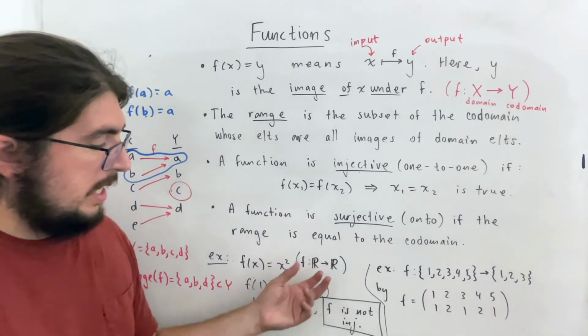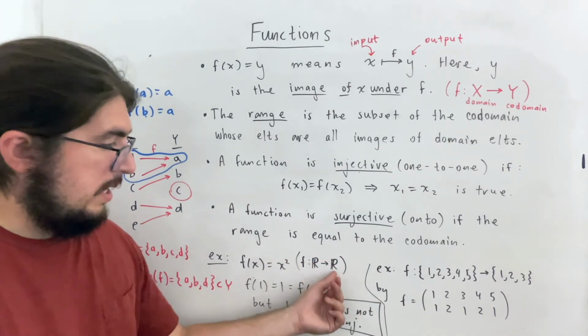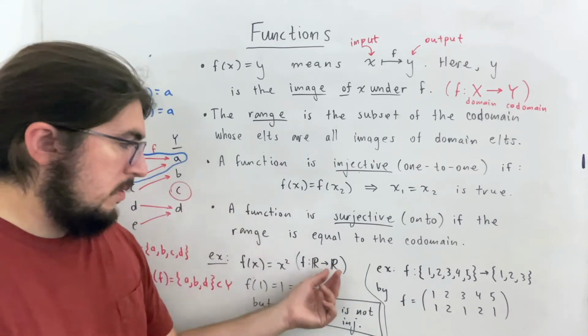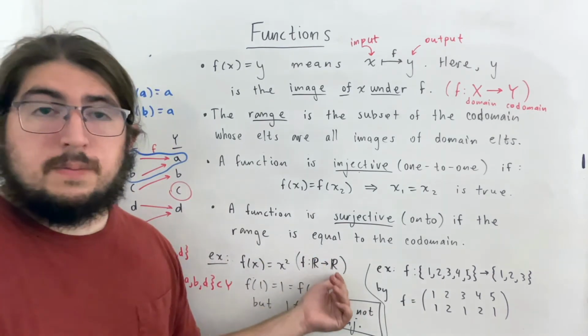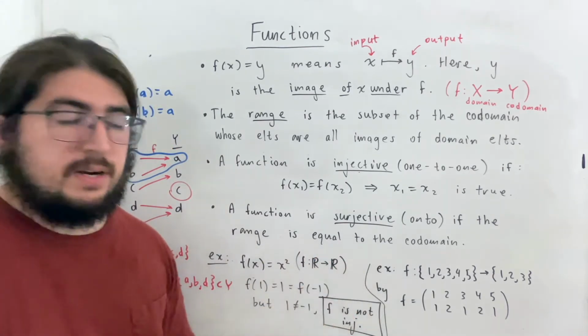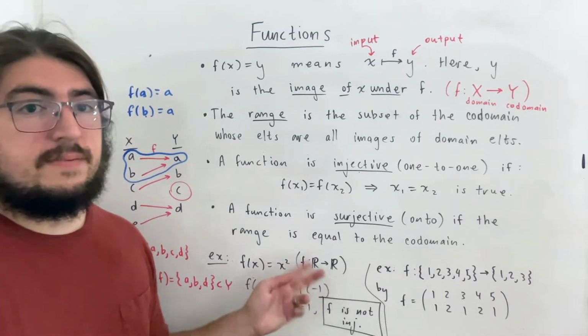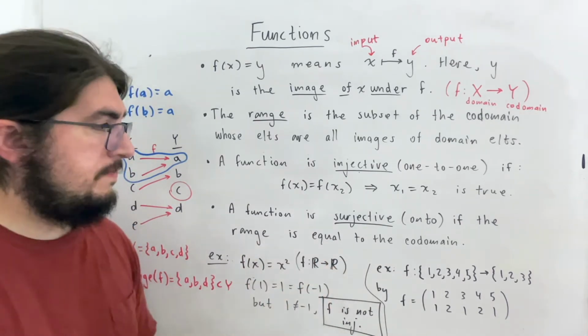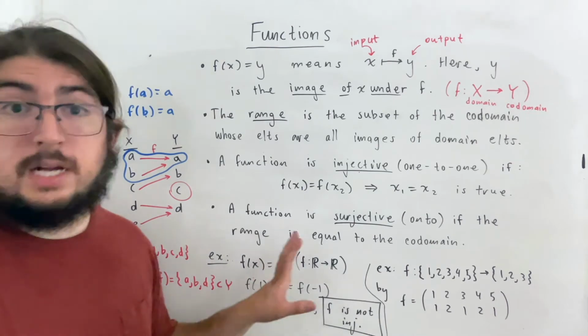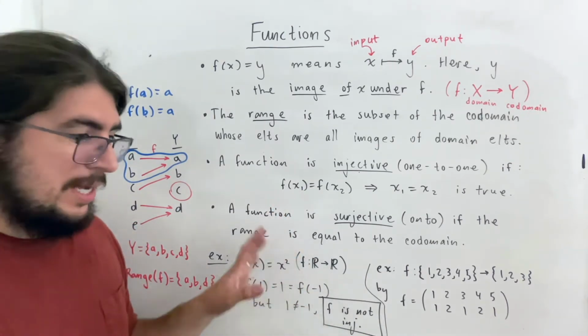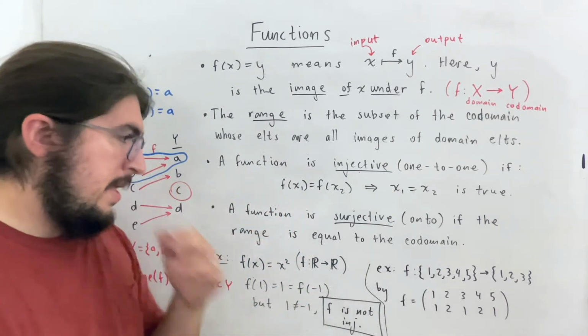If we were to restrict the codomain so that it goes from positive real numbers only, from 0 to infinity, for example, then it would be surjective. So it depends where your codomain is, of course. But here it's not surjective. I'm not going to write it down actually, but something to think about.